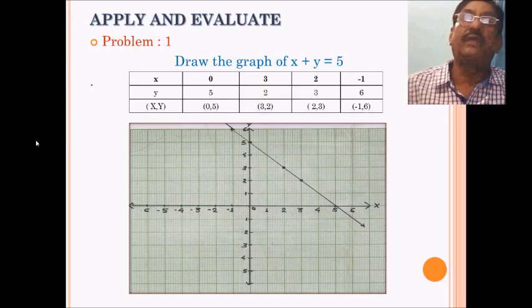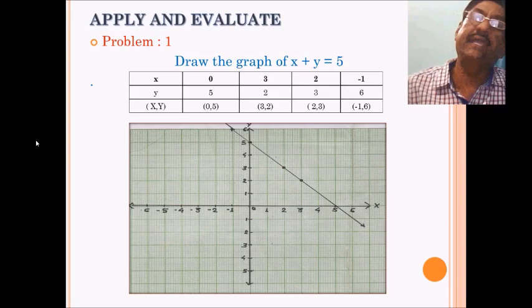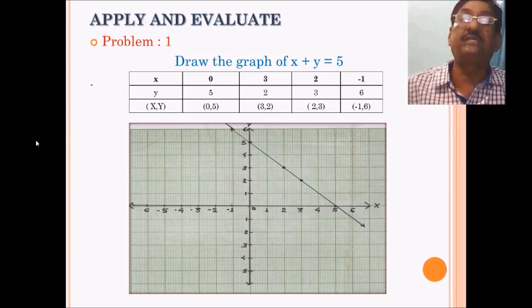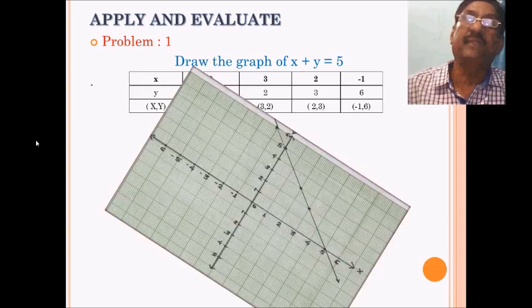The ordered pairs are shown here. 3 points are sufficient to draw any graph. Moreover, we can take 2 points also, but if any point is wrong, then that is not sufficient. So for drawing the graph, it is very convenient to take 3 points.